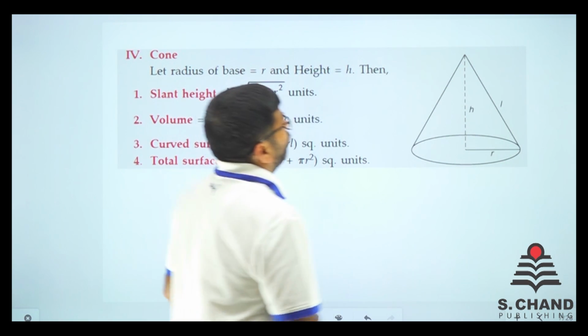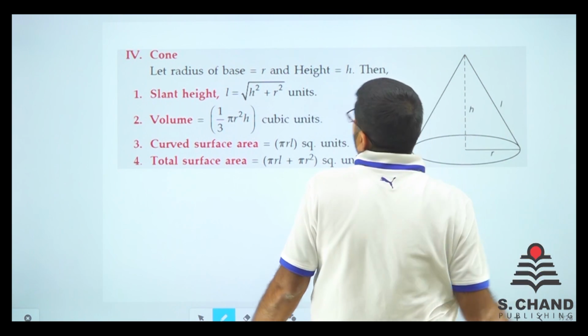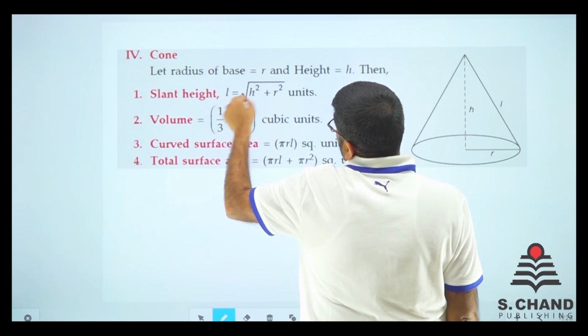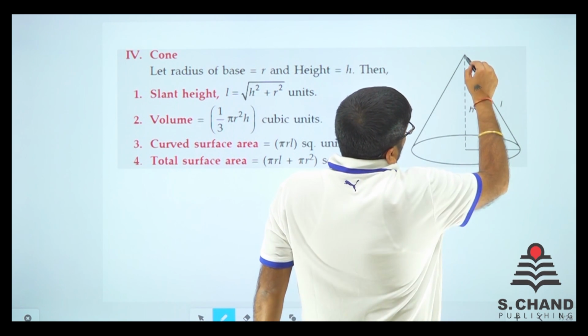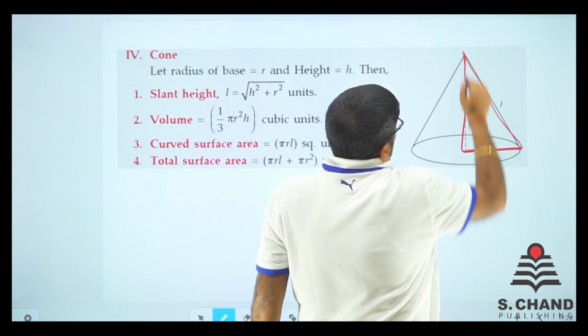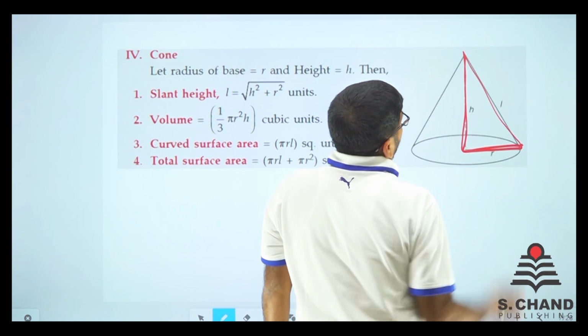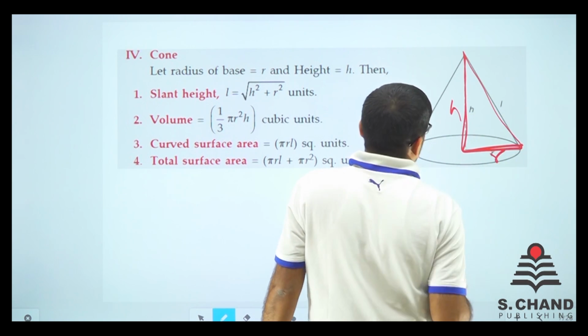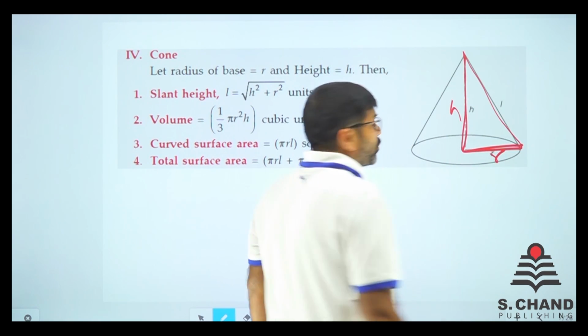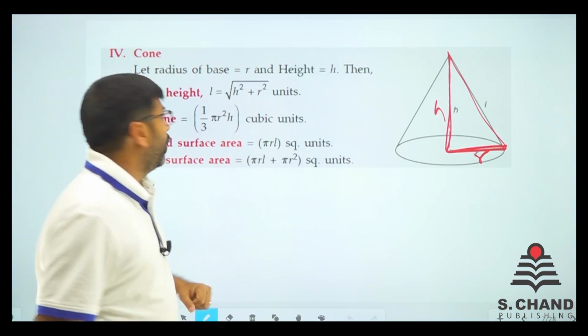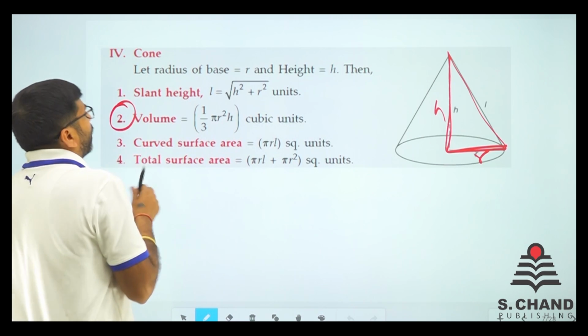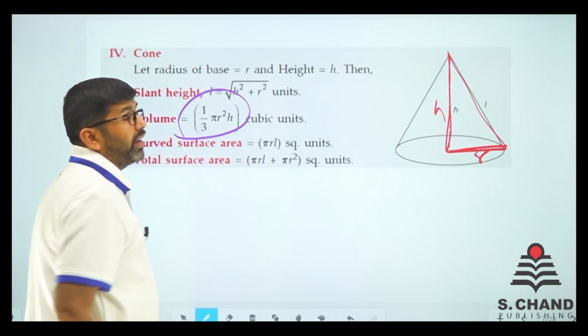Slant height. If you need to find the slant height, L is equal to the square root of h square plus r square. You can see this is a right angle triangle, with sides h and r. Okay, so we move on to the volume part. Volume is 1/3 pi r square h.